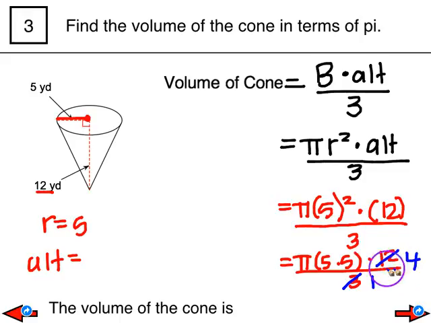So I'm multiplying straight across. I'm going to get 5 times 5 is 25, times 4 is 100. So I'm going to get 100 pi as my final answer. So I would say the volume of the cone is 100 pi.